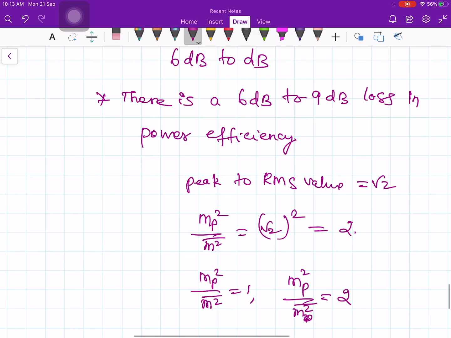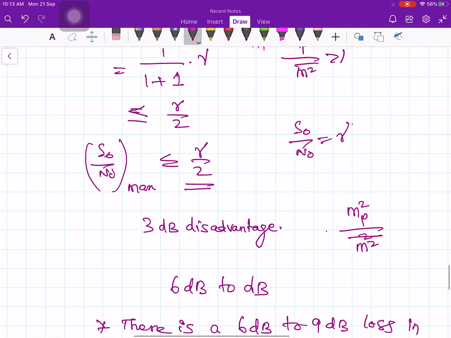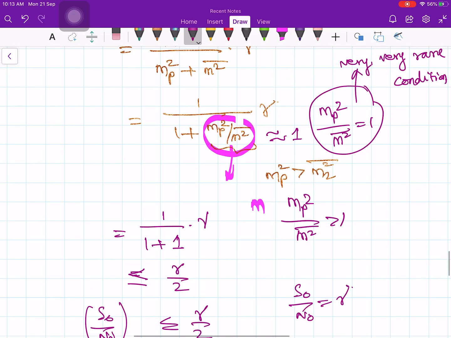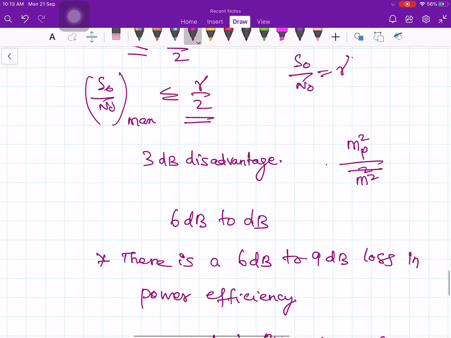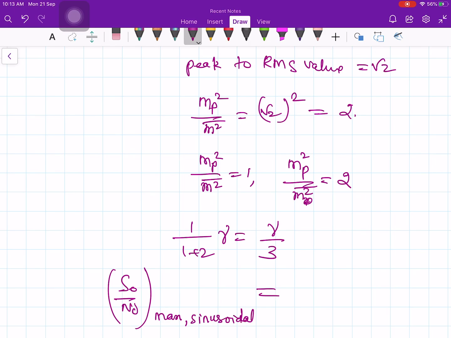In this case, what will happen? In the numerator 1, in the denominator 1 plus 2 times gamma, this is gamma by 3. So look at the previous expression: 1 divided by 1 plus mp square by m square bar. So I substitute in that expression. So S naught by N naught maximum for sinusoidal signal is equal to gamma by 3.